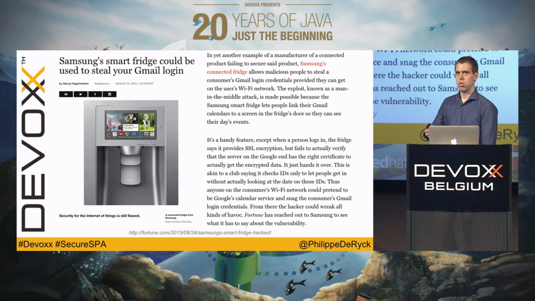Again, the user didn't do anything wrong. The user merely bought a fridge at a store and wanted to see his calendar on the fridge. Again, it's a mistake. It's not a malicious intent, but it's a mistake by a developer that causes a security problem where the user becomes the victim.